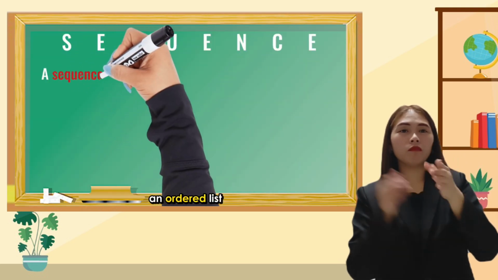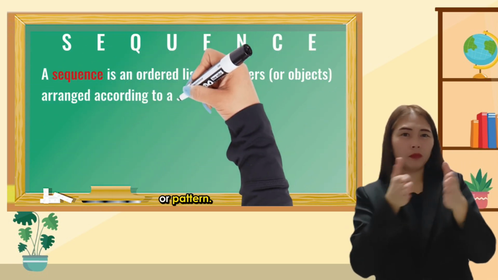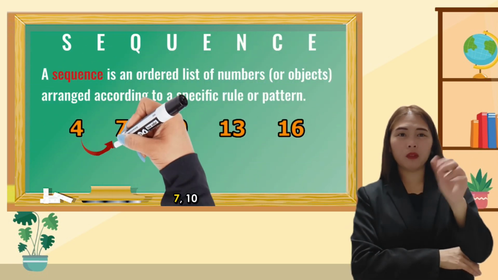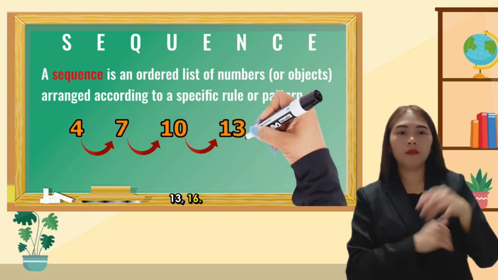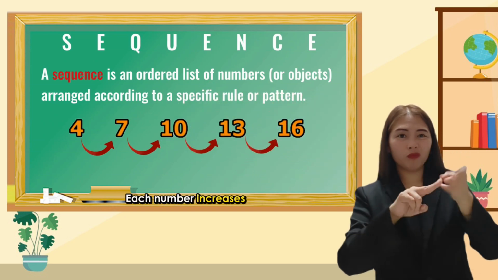A sequence is an ordered list of numbers or objects arranged according to a specific rule or pattern. For example, 4, 7, 10, 13, 16. Can you see the pattern? That's correct. Each number increases by 3.